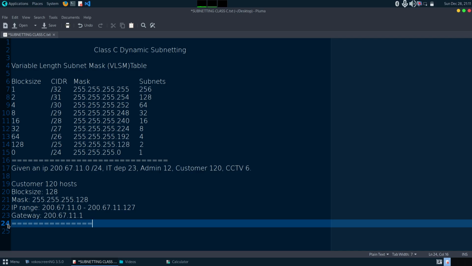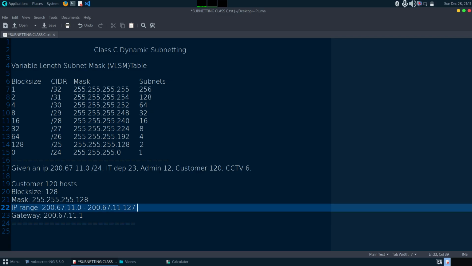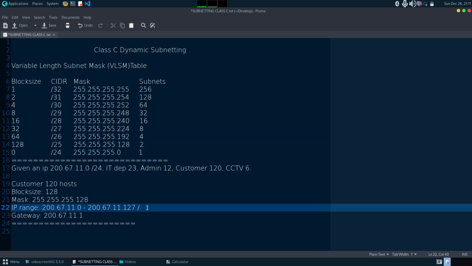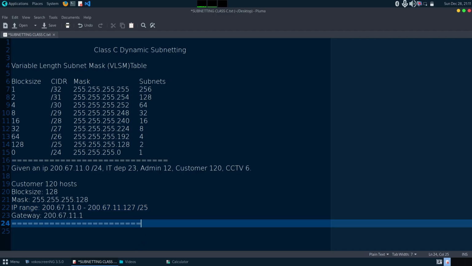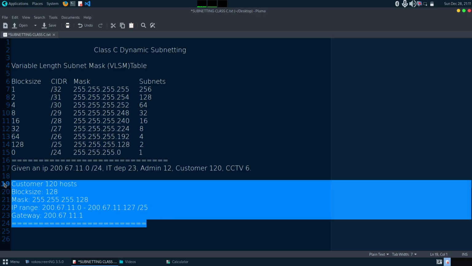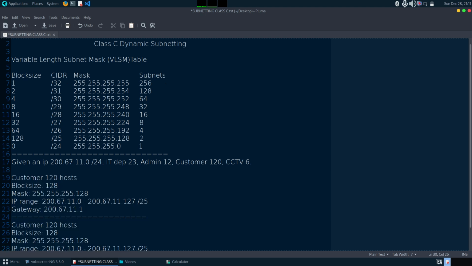So therefore we are done subnetting for this one. Oh, we forgot to put the slash. So here we say the slash that we are using is 25. So we just put 25 here. Okay, great. Therefore we'll go to the other subnet. Let me just copy everything here so that I can make a little bit of changes.